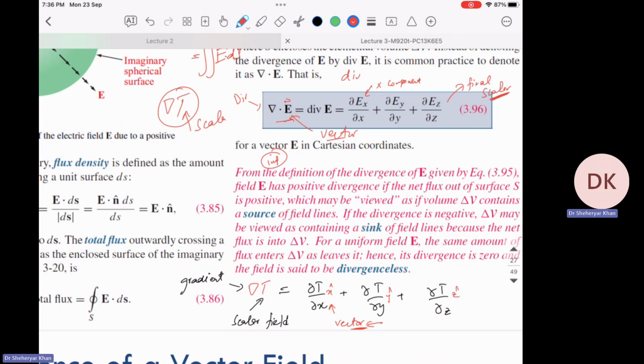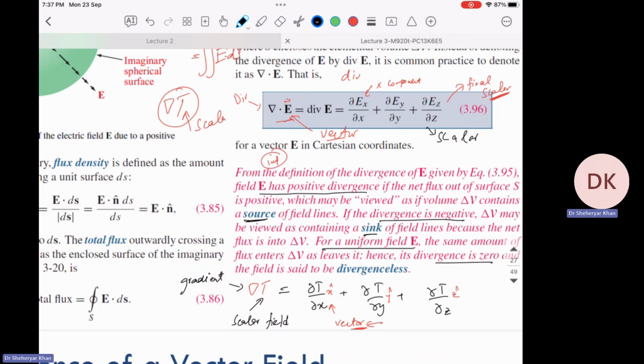So another thing, if the value of divergence is positive, because the final output is a scalar, right? So if E has a positive value, that means your small volume can be considered as a source. Source means it's supplying the flux. Okay. If the value is negative, then it's considered as a sink. That means flux is going towards the center, right? If the field is uniform, then divergence is zero.